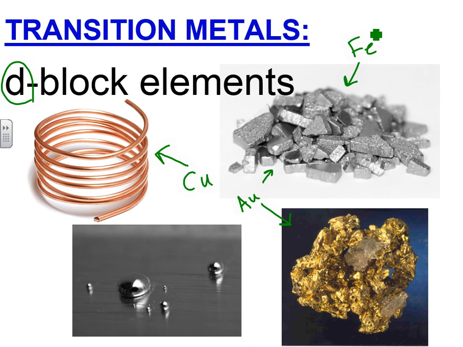Now, a third element people will probably be able to recognize is this element, because it's a liquid. This is mercury, element number 80. So these three elements you can probably visually recognize, but the rest of the D block elements will look like this. They'll look like silver, shiny metals.